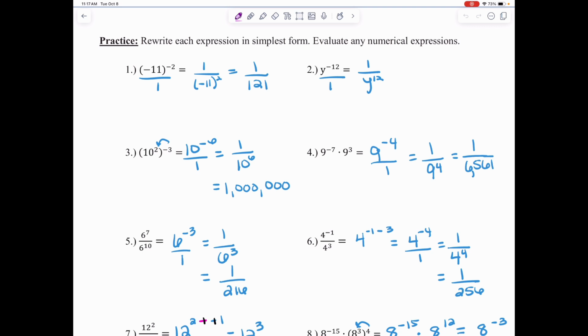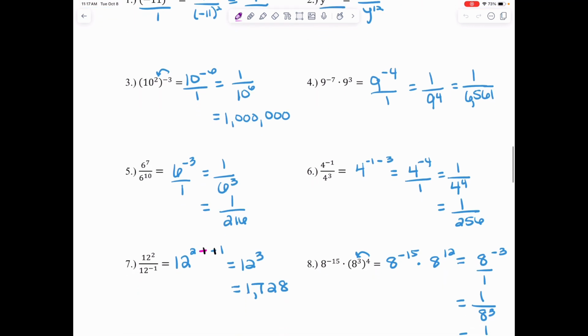In number 4, you are multiplying. So you're going to add your exponents, 9 to the -4, which flips to become 1 over 9 to the +4, or 1 over 6,561. In number 5, the top exponent is smaller than the bottom. So when you do 7 minus 10, you're getting 6 to the -3, which becomes 1 over 6 to the +3. The exponent changes to positive when you flip it, which is 1 over 216.